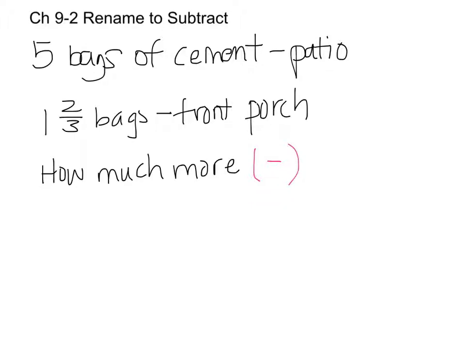So the problem becomes 5 bags minus 1 2/3, because they've used 1 2/3 and they know that it takes 5 bags total. So how much more do they need to get this patio done? Okay, so when I look at the problem horizontally, you can do it this way, but I'm going to switch it so that it's vertical. So I have 5 minus 1 2/3. I'm doing this because it shows me visually what I'm trying to do.